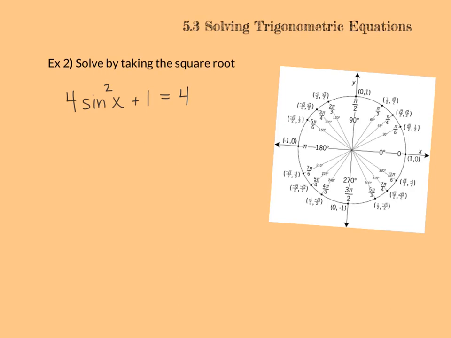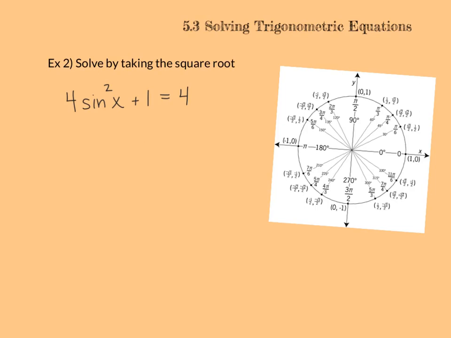Okay, this next problem is the second example in your book. And this is one that's still isolating the trig function, but in this case, our trig function sine is squared. So we'll have to just take the square root. It's still the same algebra-based problem. We want to still isolate sine of x.